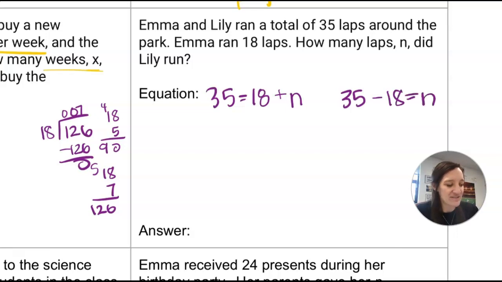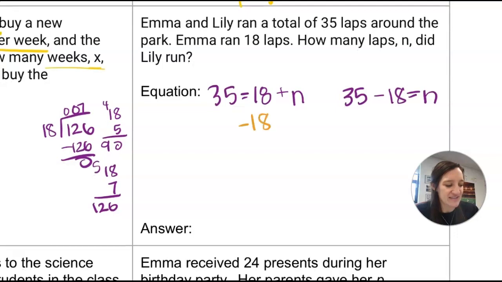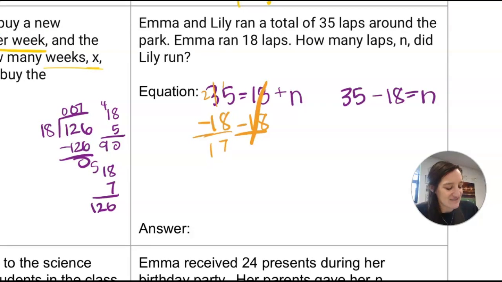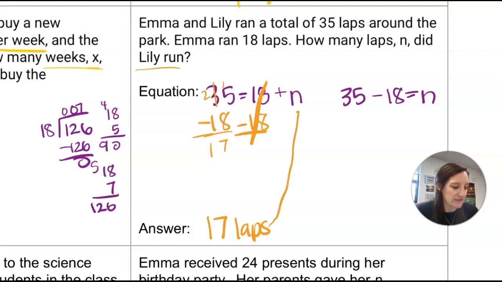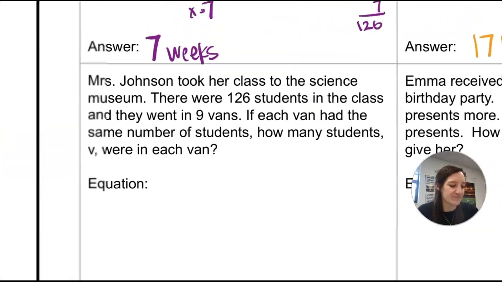So if we do it this way, let's isolate the N. We end up minusing 18, don't we? Those will cancel out. And this would be 17. So 17 laps. Lily ran 17 laps. And that makes sense because I could plug it in, and 18 plus 17 equals 35.